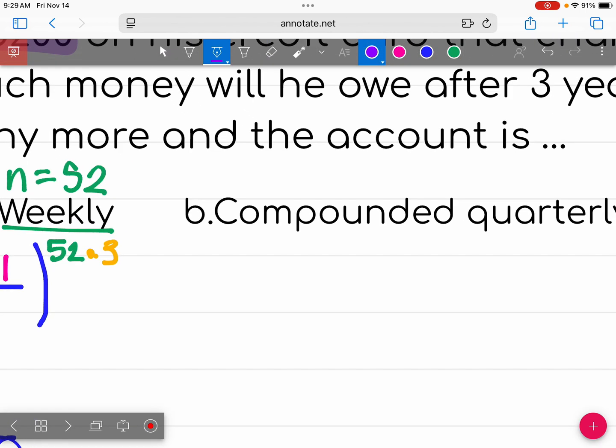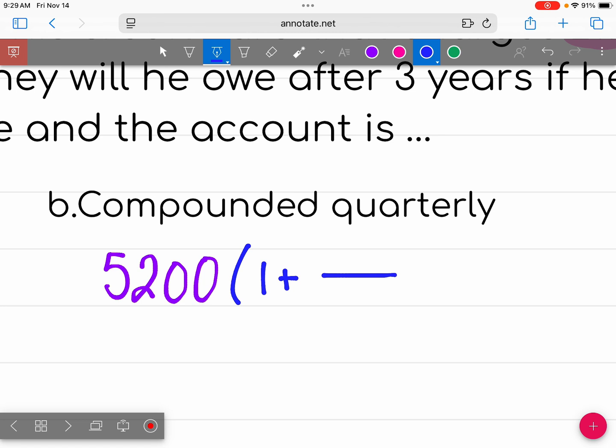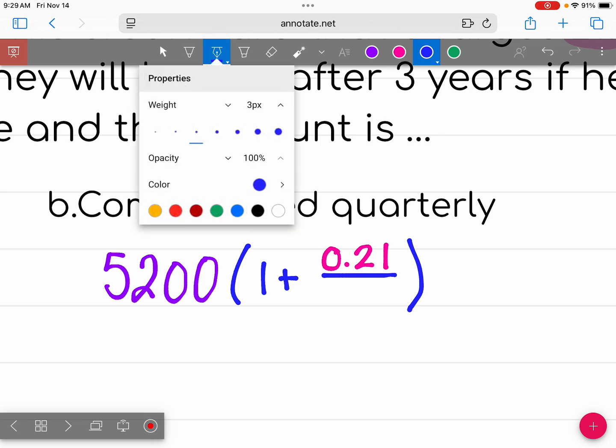Then we're going to compound this quarterly. It's going to be very much the same. All the pieces are the same except for our n. 1 plus our fraction. I'm just copying over the things that don't change.